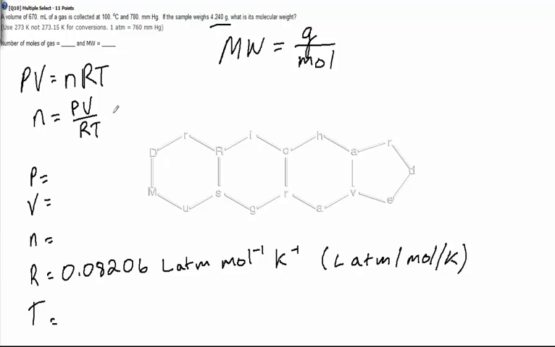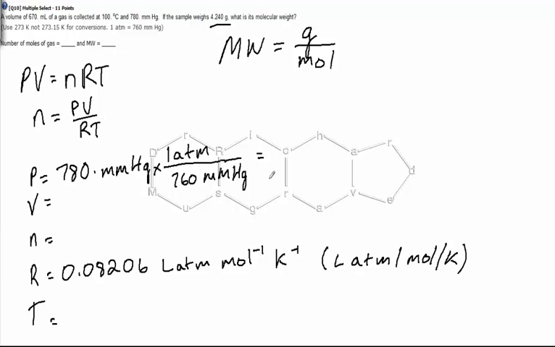Alright, so the first one is we've got a pressure of 780 millimeters of mercury, but that has to be in the same units as what we've got down here for R. Now R has a unit in atmospheres, so I have to convert this to atmospheres as well. The way I'll do that is by using the conversion factor: 1 atmosphere is equal to 760 millimeters of mercury. That gives me a value of 1.03 atmospheres.